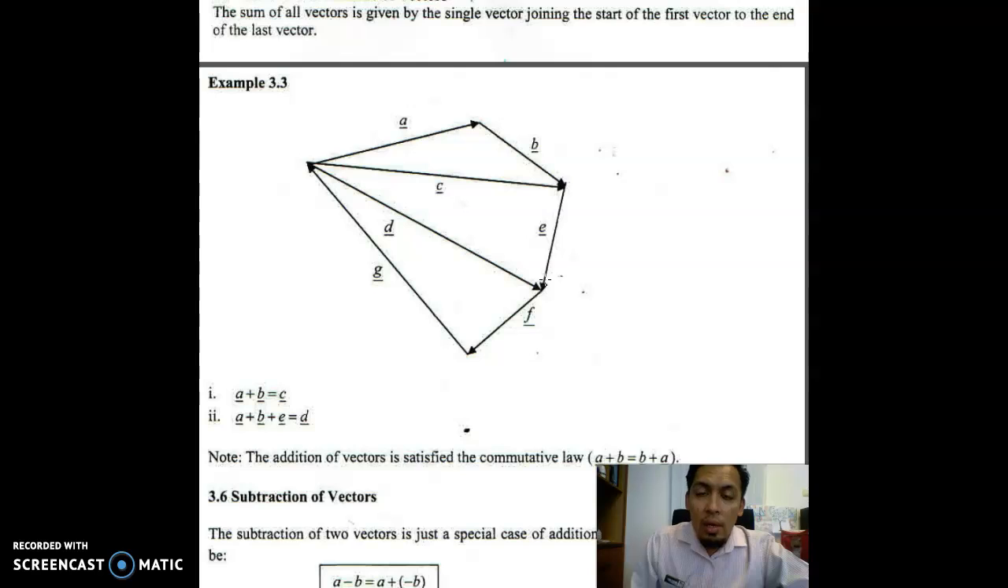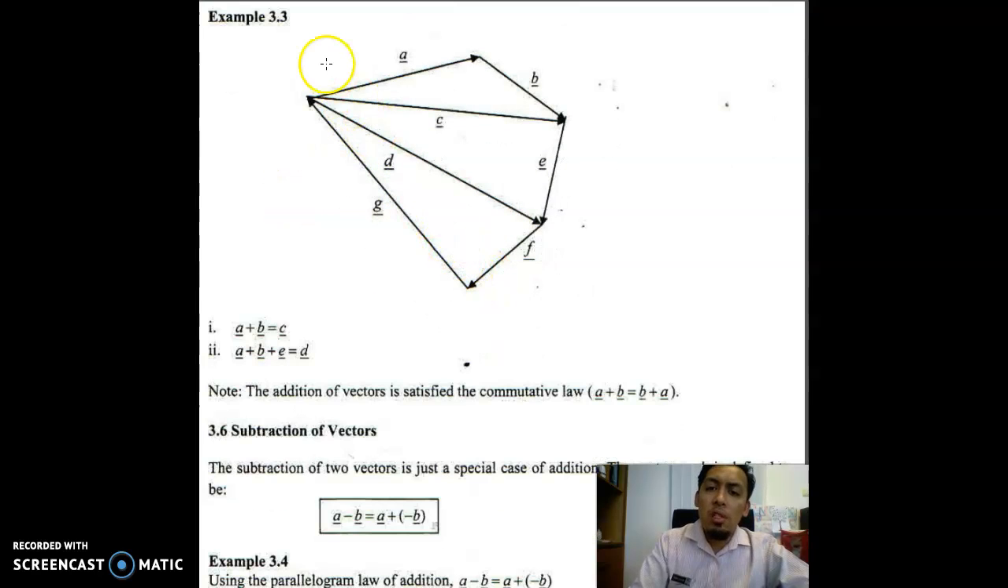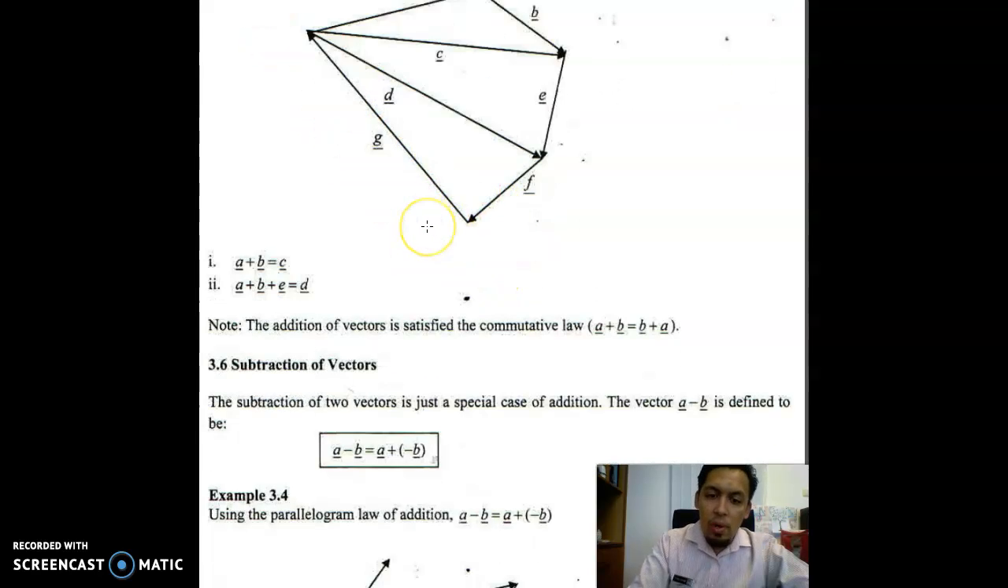And what will be the result? The summation will be from the initial of the first vector, which is A, to the terminal of the last vector, which is E. So this is where the new vector should be, and you will have a new magnitude with a new direction for the summation. The same goes if you need to sum A, B, E, and F. So this will be the new vector.